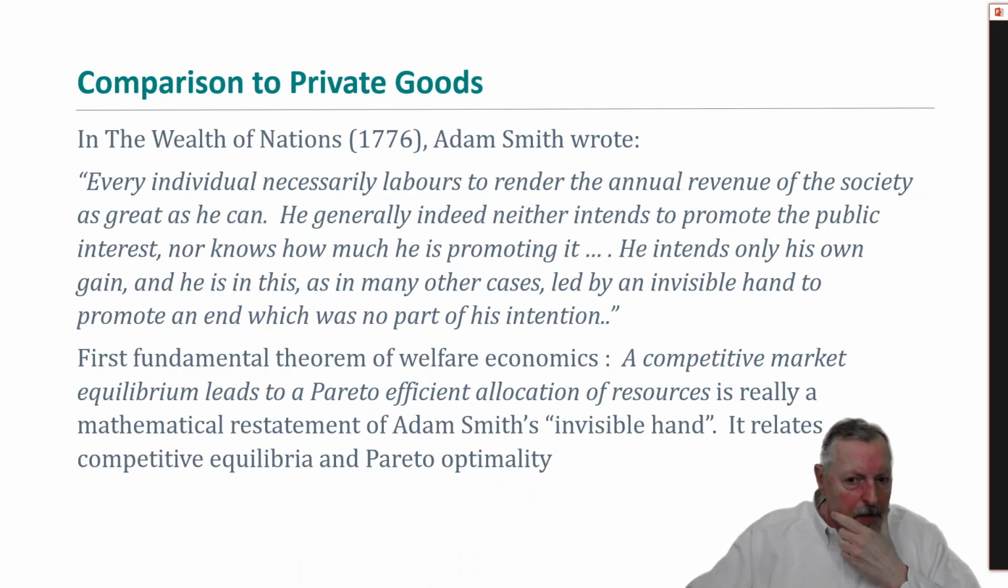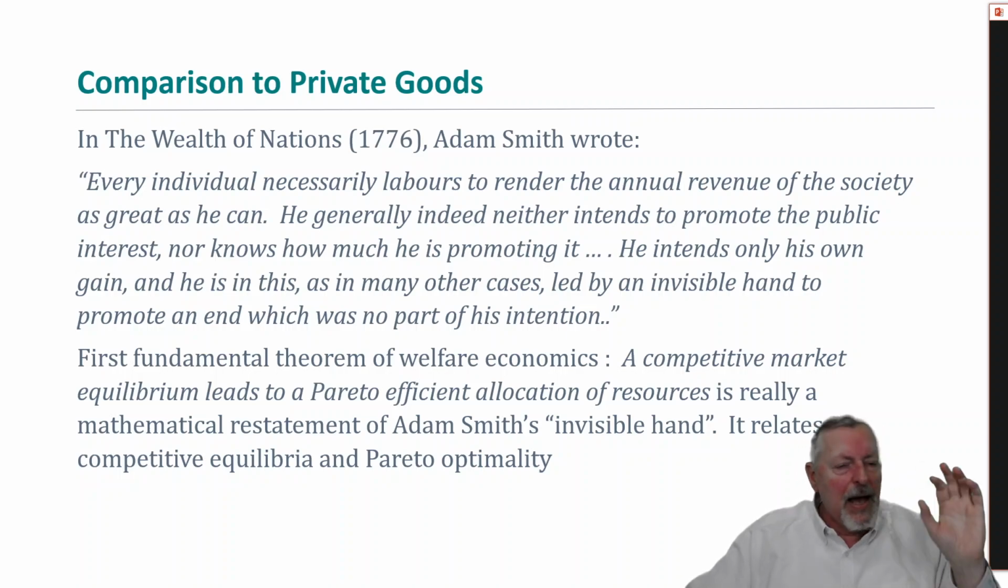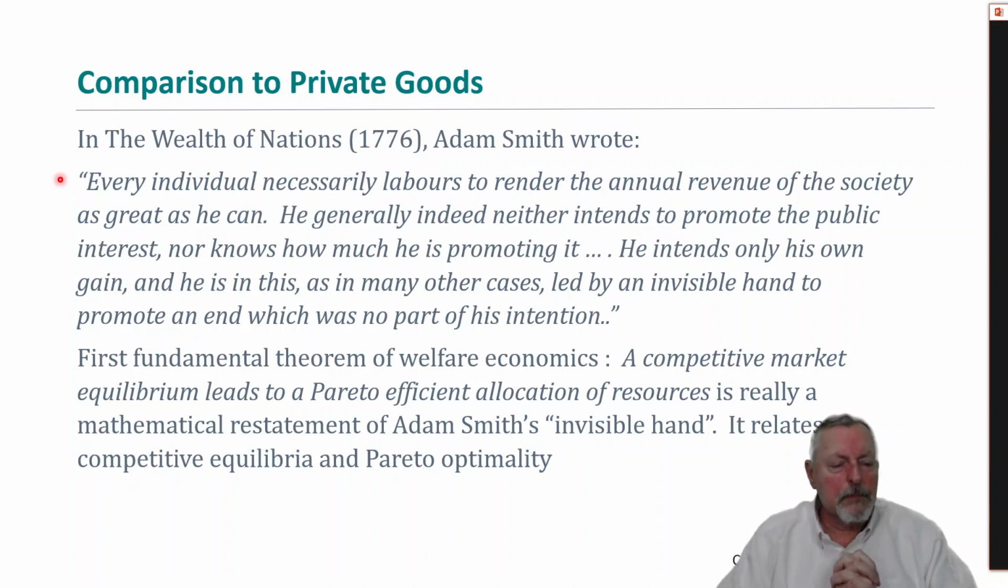Now, in our discussion of private goods, let me back up. How do private goods compare to public goods? Adam Smith, in The Wealth of Nations, in 1776, wrote, "Every individual necessarily labors." By necessarily, he means does, not intends to. Every individual necessarily labors to render the annual revenue of society as great as he can.